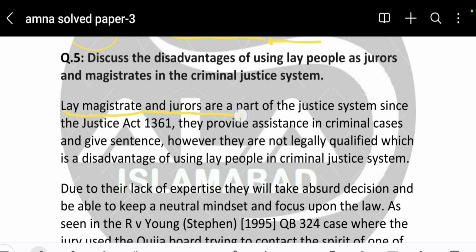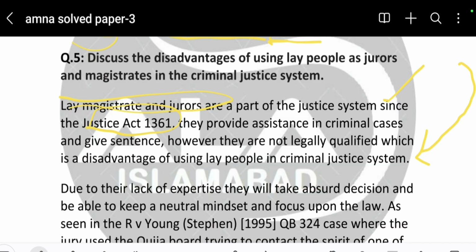Lay magistrates and jurors have been a part of the justice system since the Justice Act 1361. They provide assistance in criminal cases and give sentences. However, they are not legally qualified, which is a disadvantage of using lay people in the criminal justice system. As you can see, I did not directly mention that they are not legally qualified. Instead, first of all, I mentioned the act and that these lay magistrates and jurors have been a part of the justice system since 1361. Due to this act, these people were a part of this system.